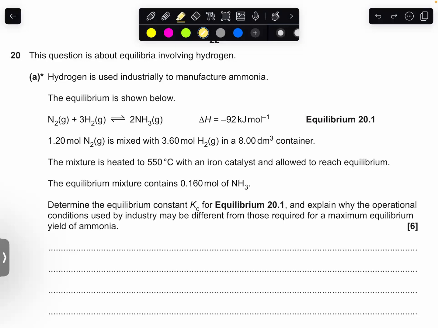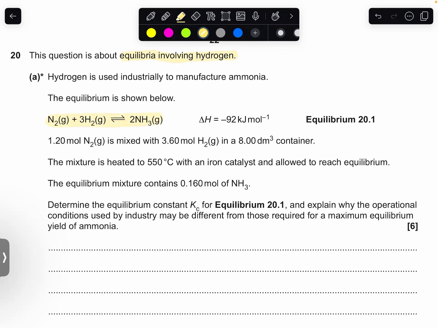We'll be looking at question 20, June 2022. This question is about equilibria involving hydrogen. Hydrogen is used industrially to make ammonia. You have the equation here, as in the Haber process. You've got the enthalpy change.